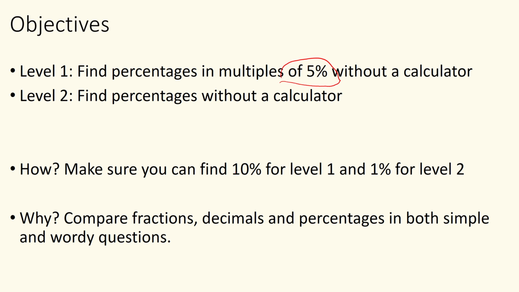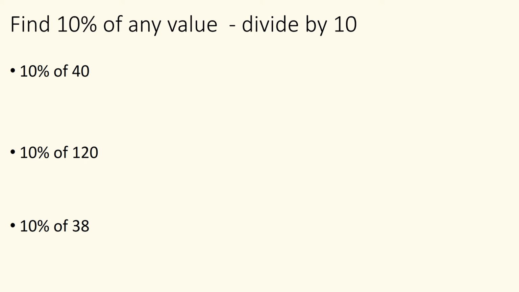How we're going to do this, we're going to make sure that you can find 10% and 1%, and from those values we can make up any percentage we need. Why do we need to do this? Because in the non-calculator paper, and even in the calculator one, you've got to compare FDP, fractions, decimals and percentages. Right, so before we go ahead and do that, let's make sure that we can find 10% of any value.